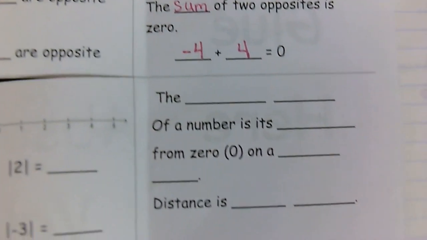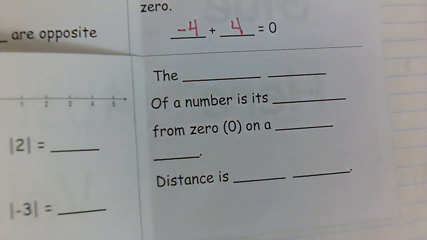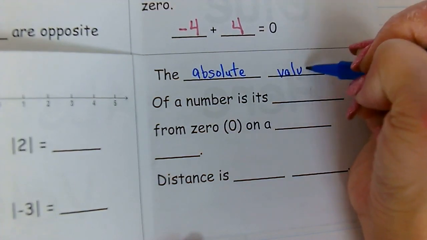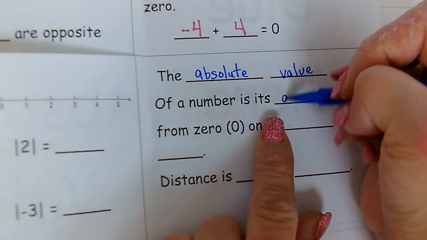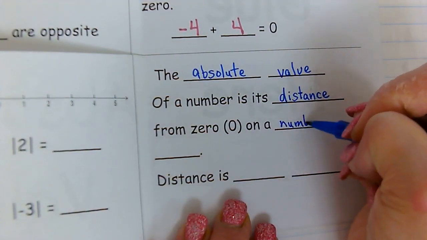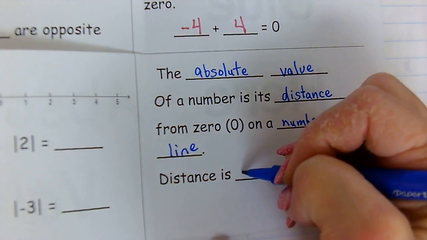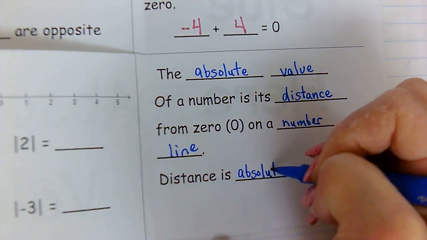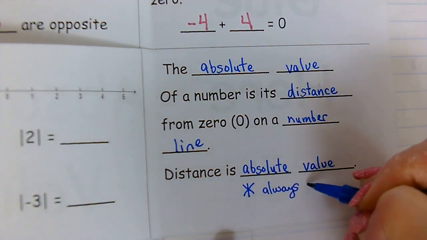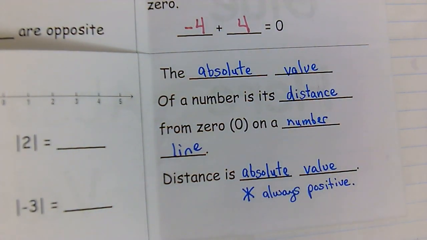Now let's go down to this next part. Okay, on this next one, you see there's two blanks. It's because it's for two words. The absolute value of a number is its distance, like we were talking about, distance from 0 on a number line. So distance is, we can say it backwards, absolute value. And distance is, let's put a little star down here, always positive. Doesn't mean you're not going to have negative numbers, but if you're referring to distance, it's positive.